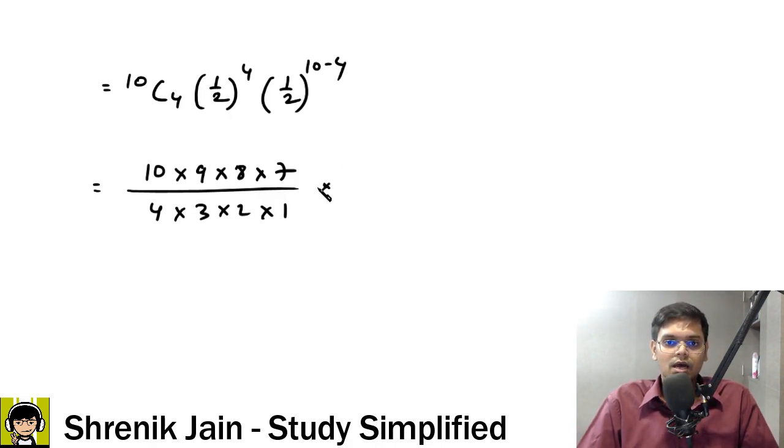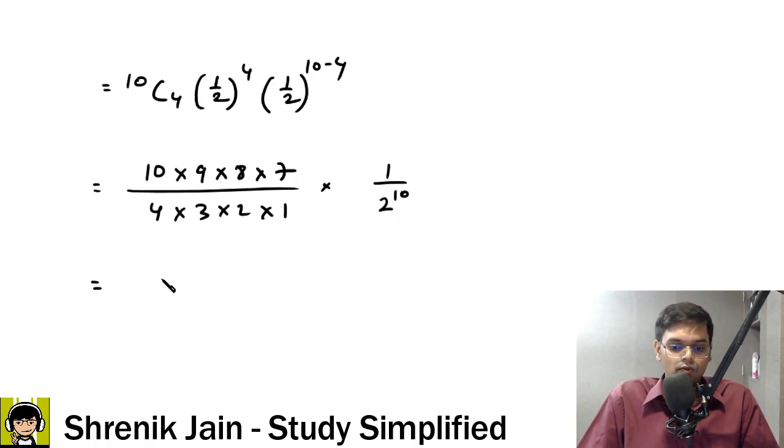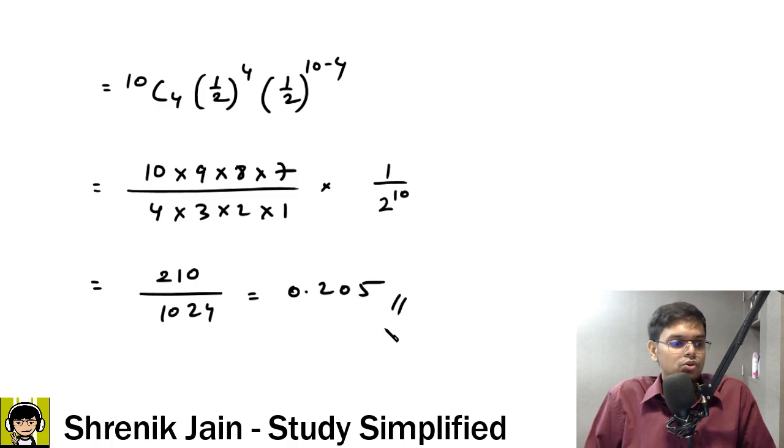Then the other terms are half to the power 4, half to the power 6. So can I say half to the power 4 times half to the power 6 is half to the power 10. Now this you have to put in the calculation. What you will get is 210 divided by 1024, which is 0.205. I hope everyone understood why the answer is 0.205.